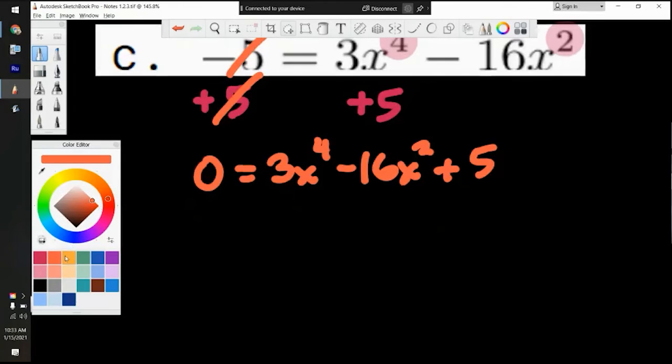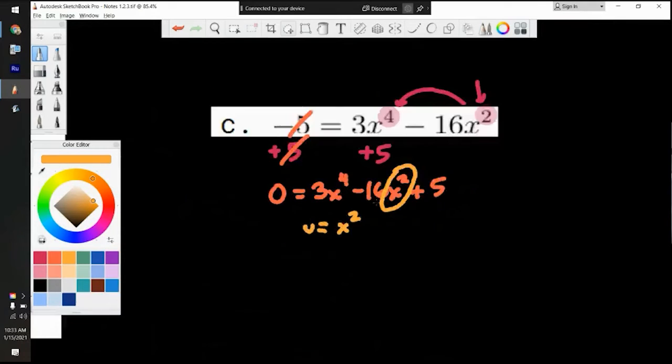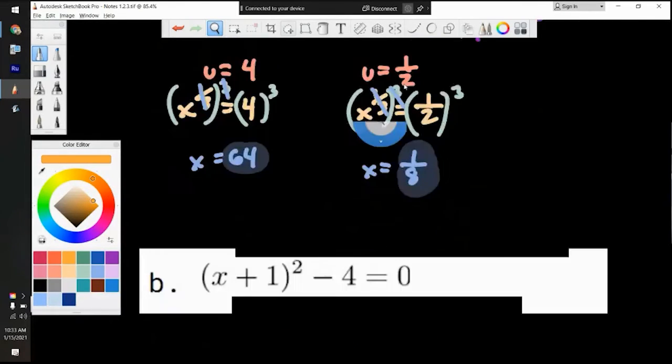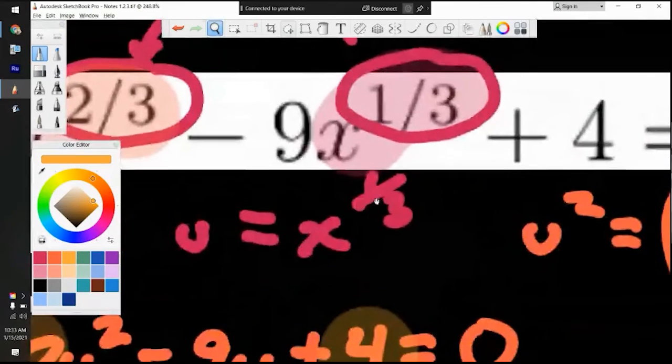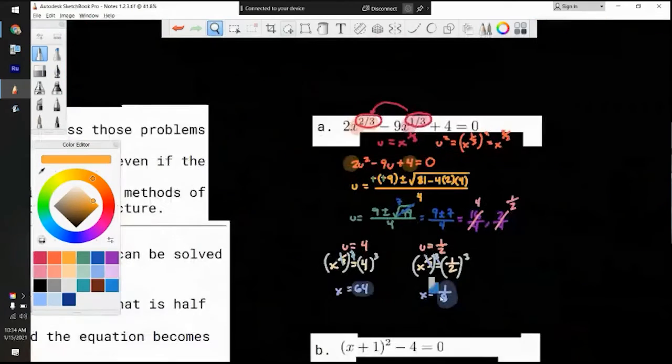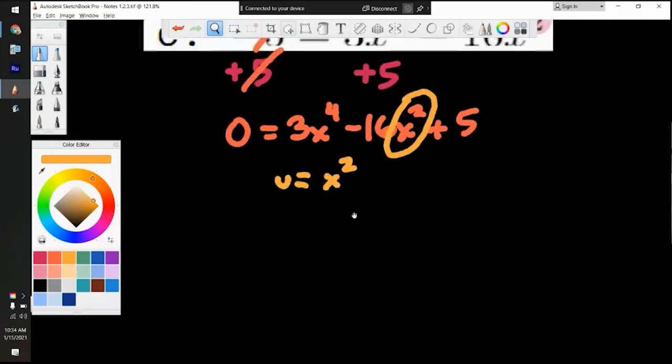The next step is to find your u. Your u is always that middle term's x, whatever this is right here. Okay, the other one was x to the 1/3 because it was that middle term. Right there was that middle one. Whatever you don't double, or whatever you would have to double, I should say. It's always that middle one.